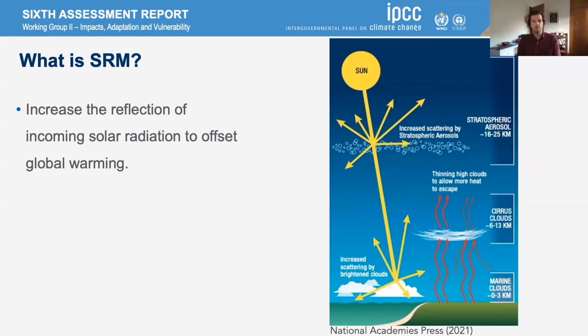SRM refers to proposals to increase the reflection of sunlight back to space to counteract human-caused global warming and some of its harmful impacts. The most commonly researched SRM proposal is introducing aerosols into the stratosphere to create a thin veil of particles to reflect incoming solar radiation back to space and offset global warming.